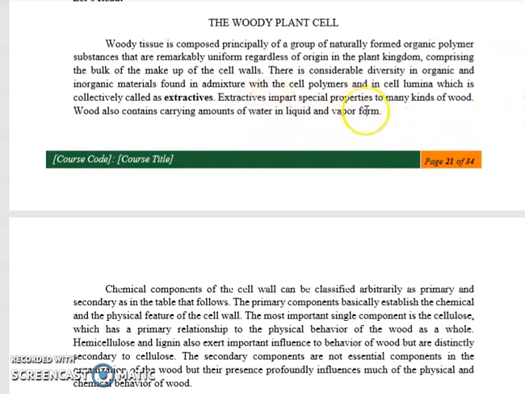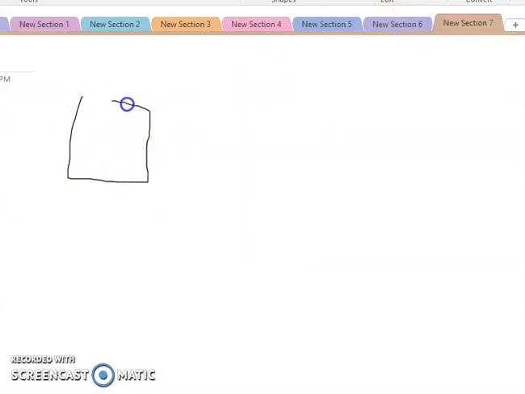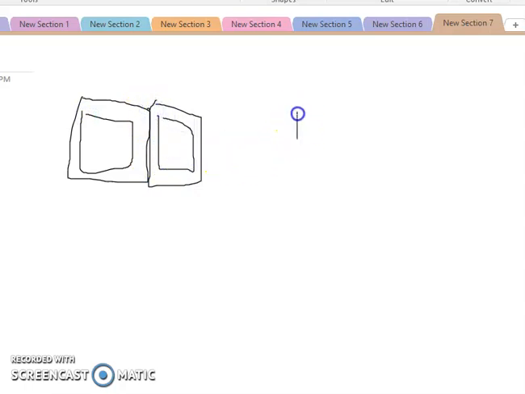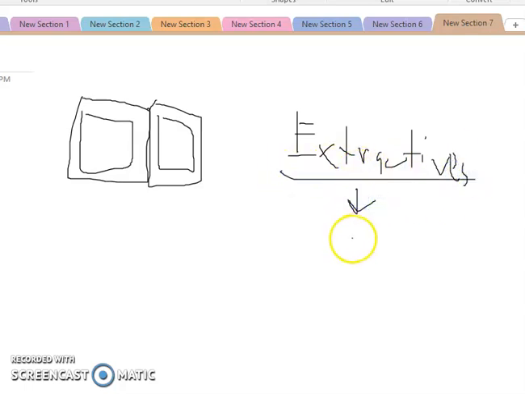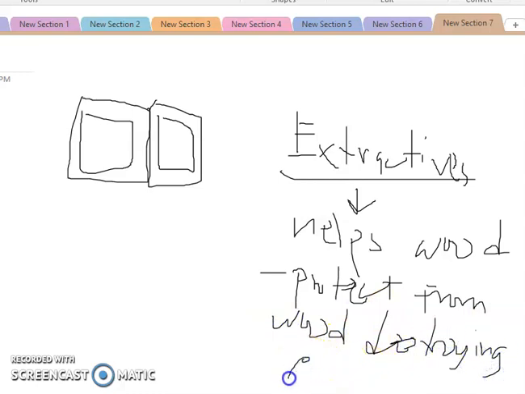Now, extractives impart special properties to many kinds of wood. Wood also contains varying amounts of water in liquid and vapor form. Now, why are extractives very important in wood? Since wood is composed of millions of cells, extractives play a very important role in preserving the wood. Not all wood produces a lot of extractives, and there are certain extractives that help protect the wood from wood destroying organisms.